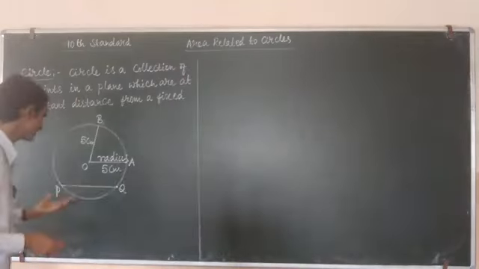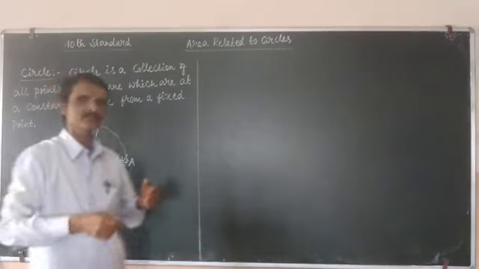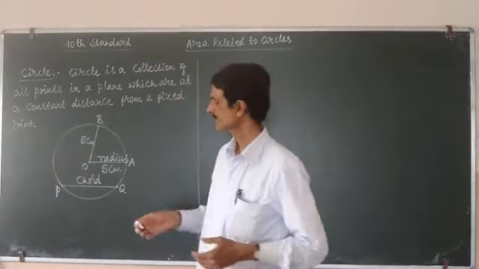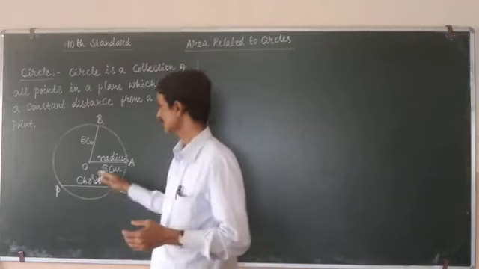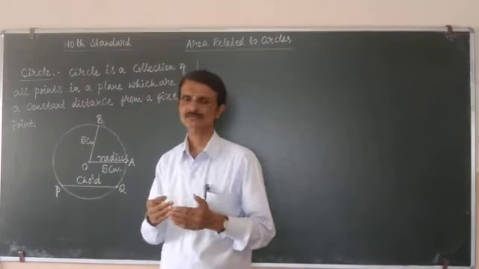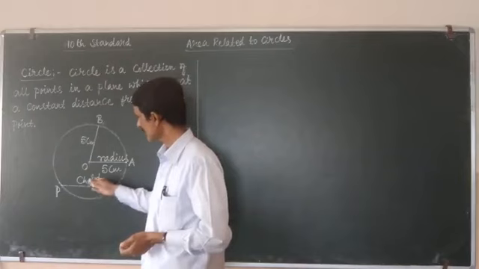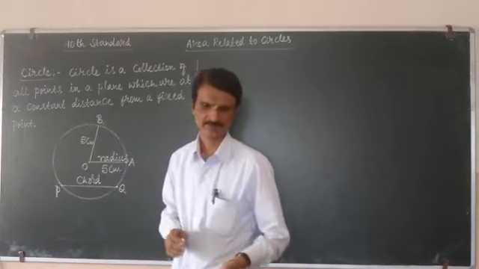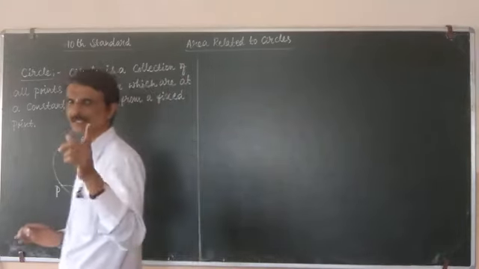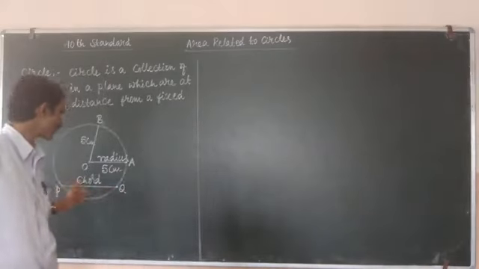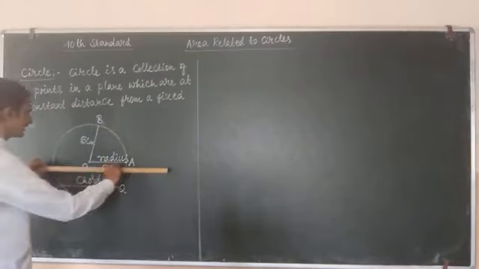So in the circle, we can draw many chords, but their lengths will be different. If a chord passes through the center of the circle, then it is called the diameter.